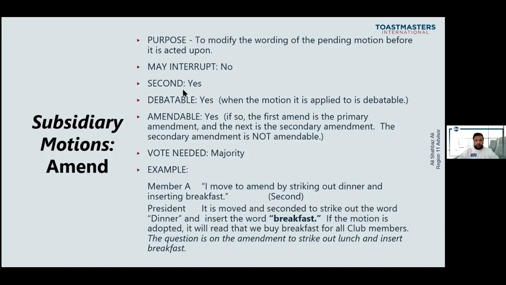Anyone? So will they discuss the amended motion or the previous motion? The amended motion. Perfect. Very good. Great. So they have to discuss now the amended motion, vote for it, regardless of whether it's yes or no, and then go back to the main motion.